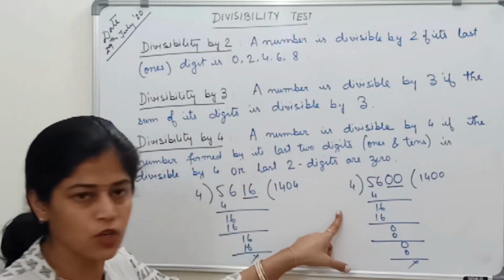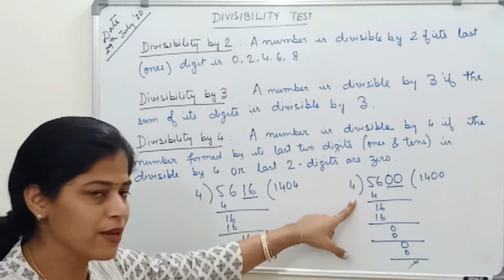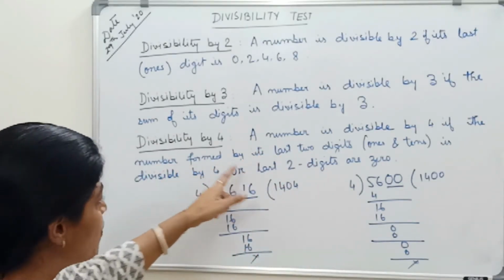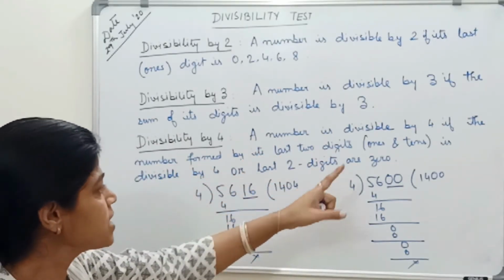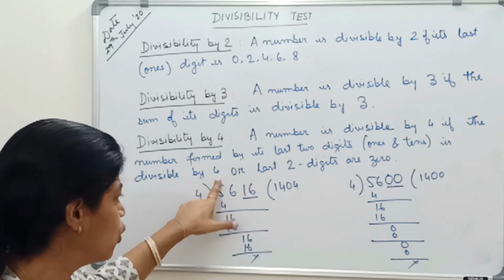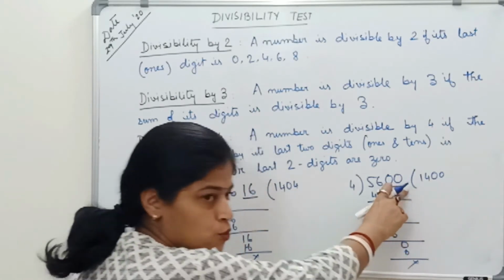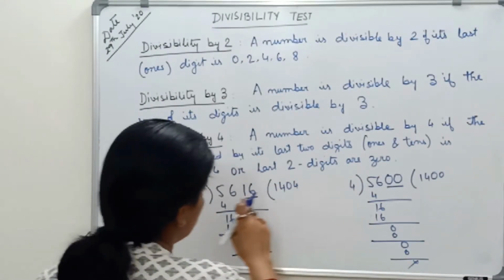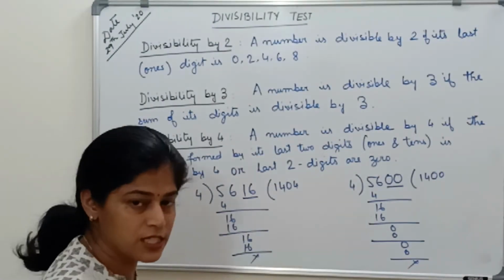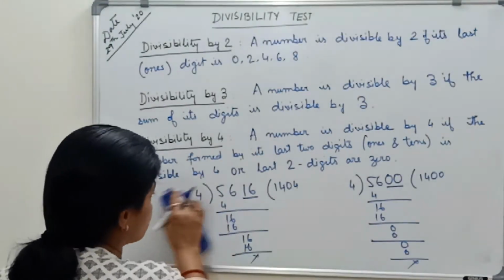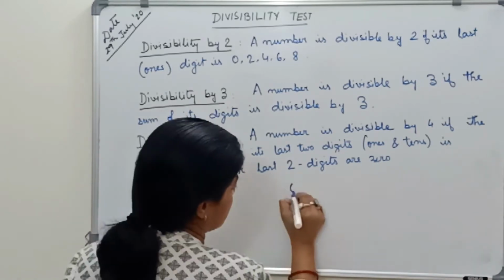So this is also exactly divisible by 4. So we came to know a number is divisible by 4 if the number formed by its last two digits, ones and tens, is divisible by 4 or the last two digits are 0. Here 0 0, these two digits are 0, so it is divisible by 4. Here the last digit is 6, and the last two digits make the number 16. So this number is also divisible by 4.